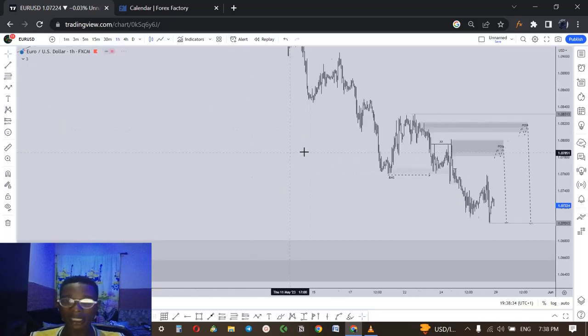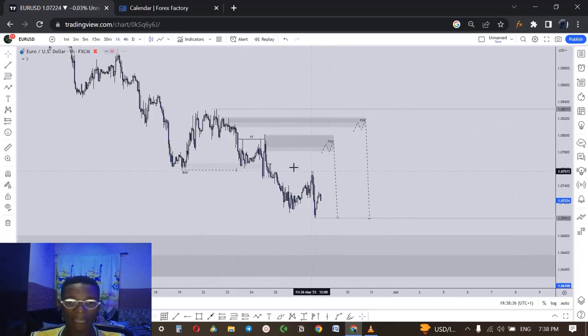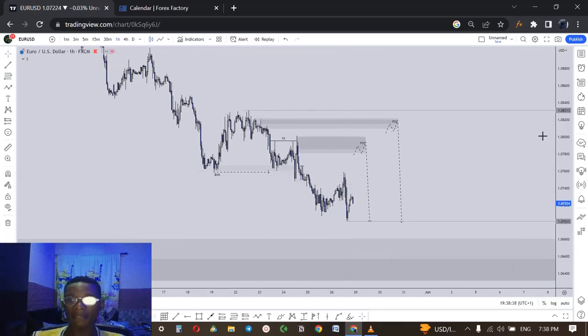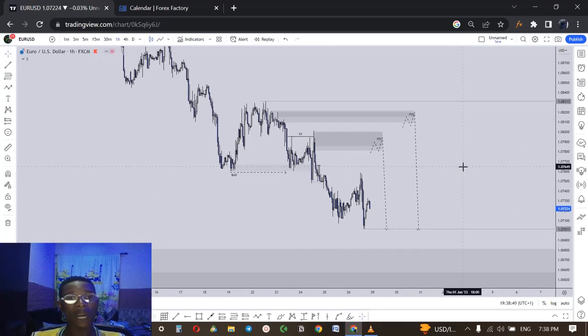So here is Euro USD. I'm looking at it from the 1 hour perspective. Like I told us guys, I look at the 1 hour and the 4 hour time frame where I actually plan my trading. I probably look at the 15 minute or 30 minute time frame, sometimes the 5 minute time frame, for my confirmation entry. I don't share that secret with us guys for free.